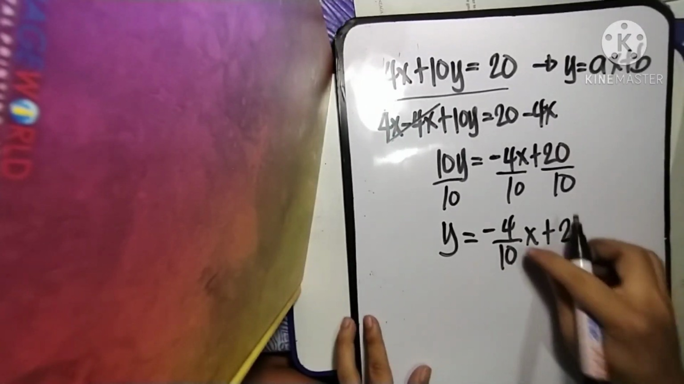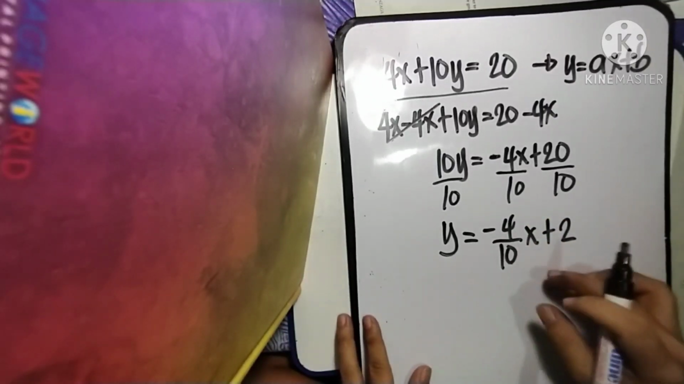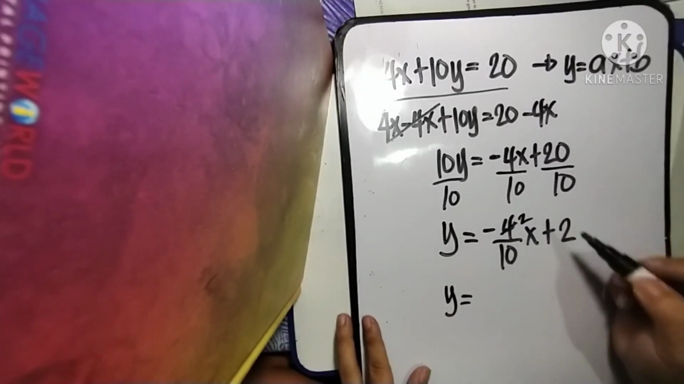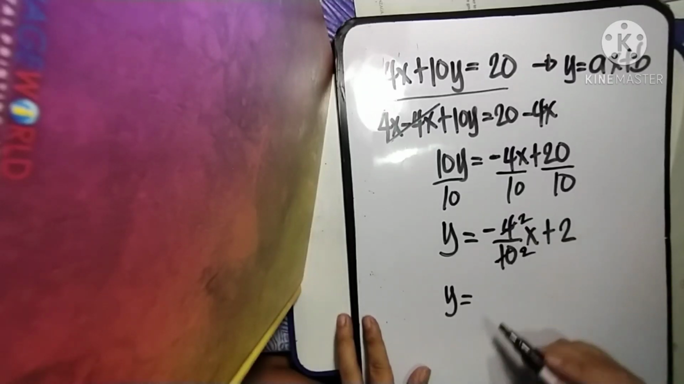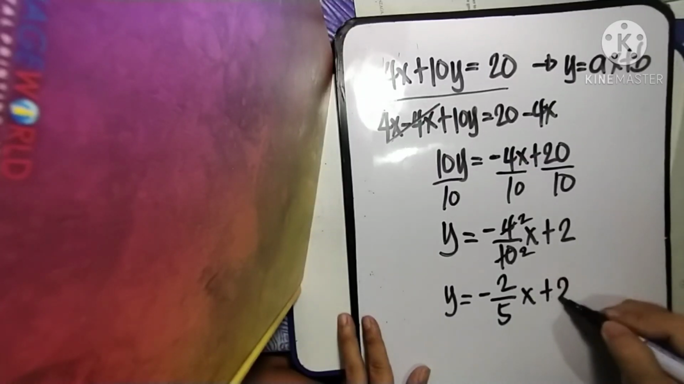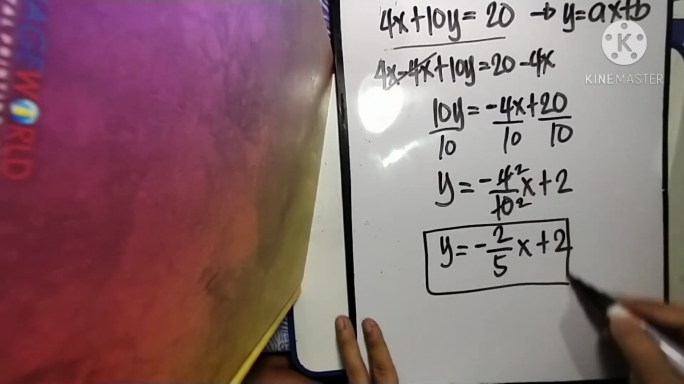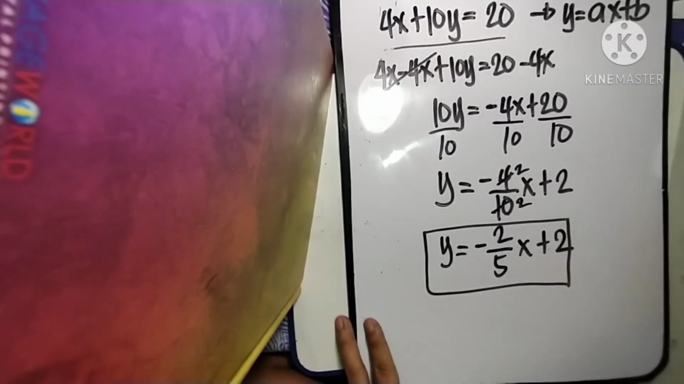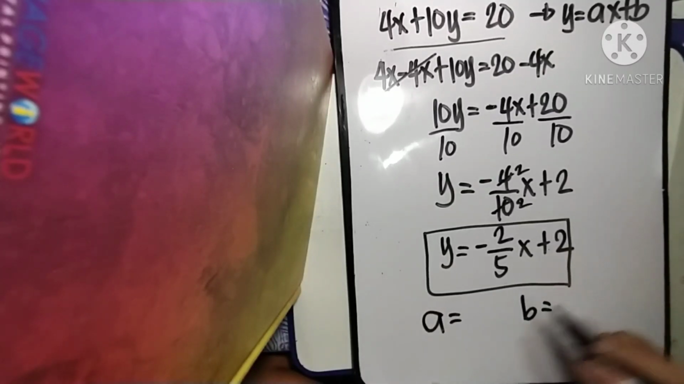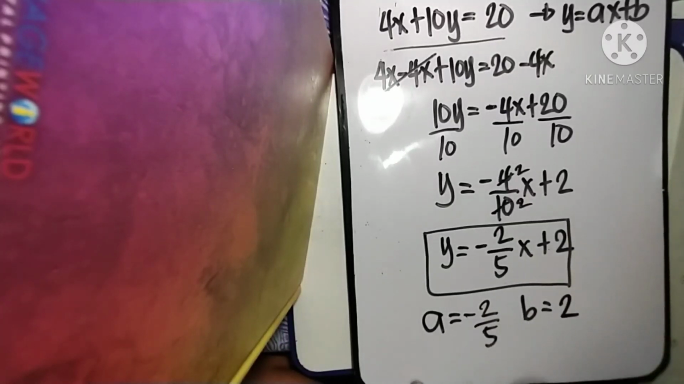Now, as we can observe, negative 4 over 10 is still divisible by 2. So, we need to reduce this one to lowest terms. So, y is equal to, 4 divided by 2 is 2, 10 divided by 2 is 5. So, this is negative 2 over 5x plus 2. Okay? So, this is now the slope-intercept form of the given linear equation. So, we need to identify a and b. So, the value of our a is negative 2 over 5, and the value of b is positive 2.